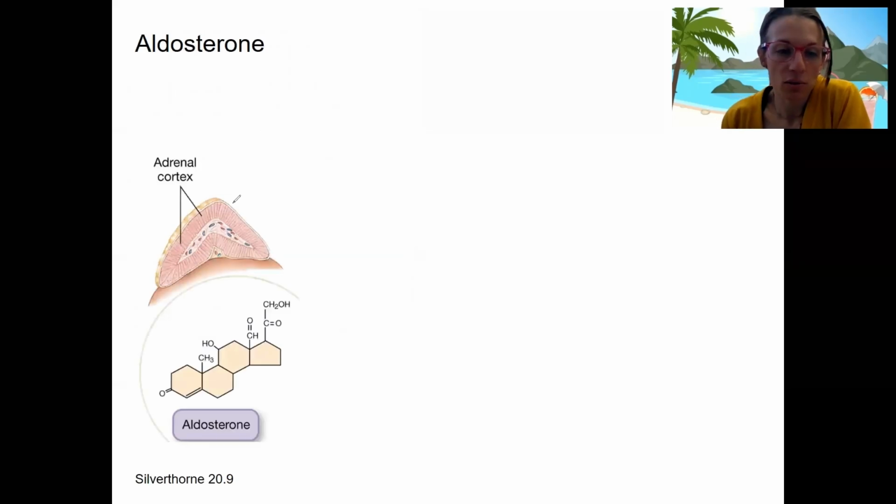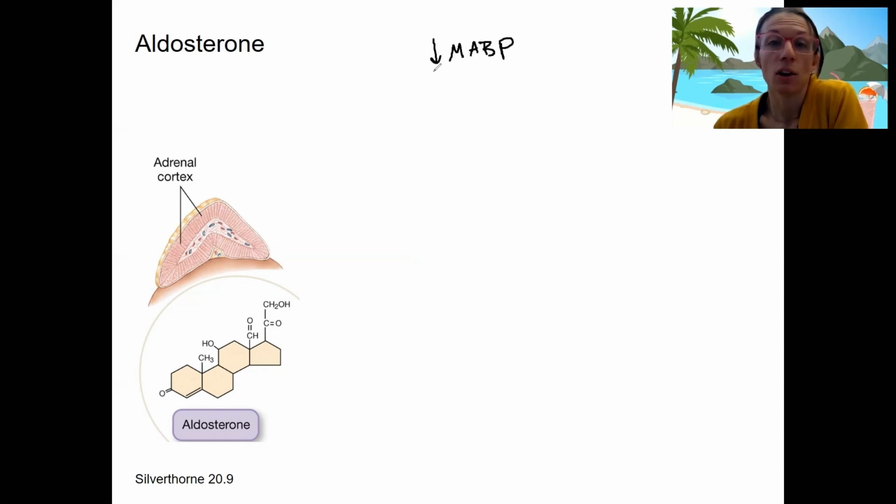Here is aldosterone, a steroid hormone produced by the adrenal cortex. This hormone is going to travel in the bloodstream, and it's going to be stimulated, one, by low blood pressure. It can also be stimulated by high potassium, which makes sense because it results in potassium secretion. Last one that can regulate it is high osmolarity.